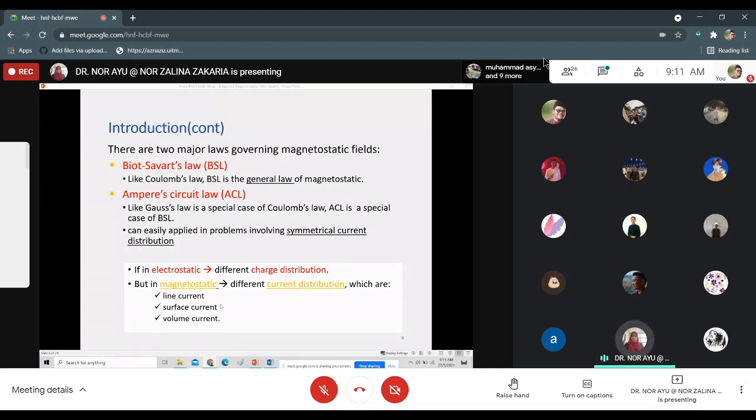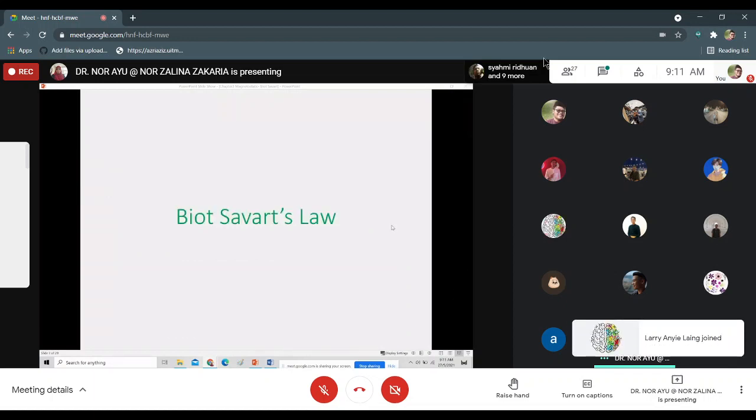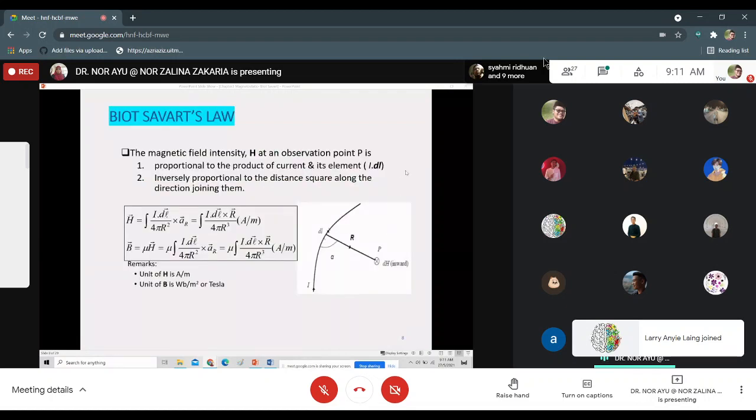So whatever distribution we are considering now is related to current. So we have line, surface, and volume current. Okay, so we go to the Biot-Savart law.